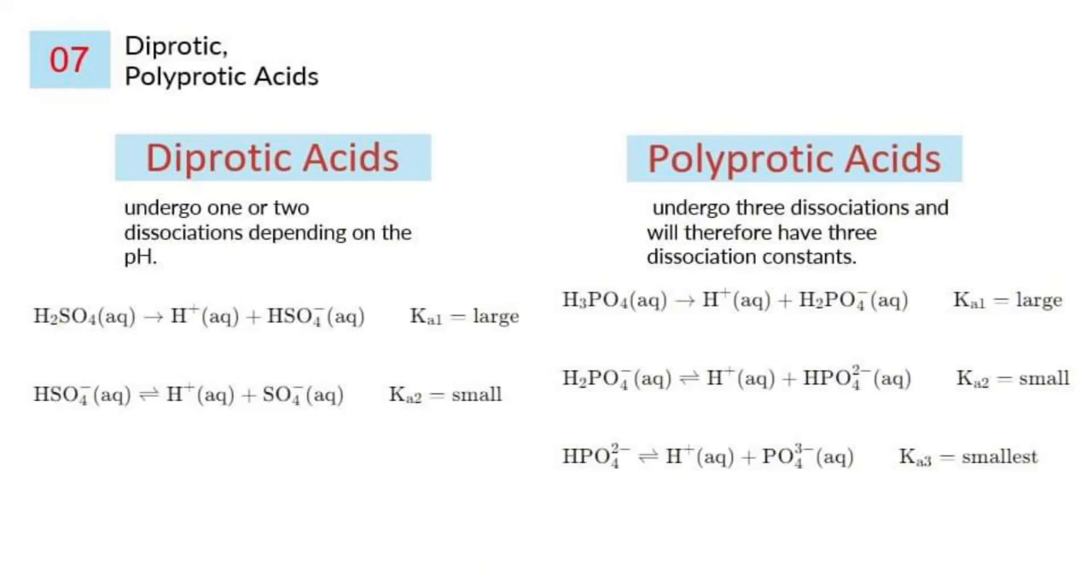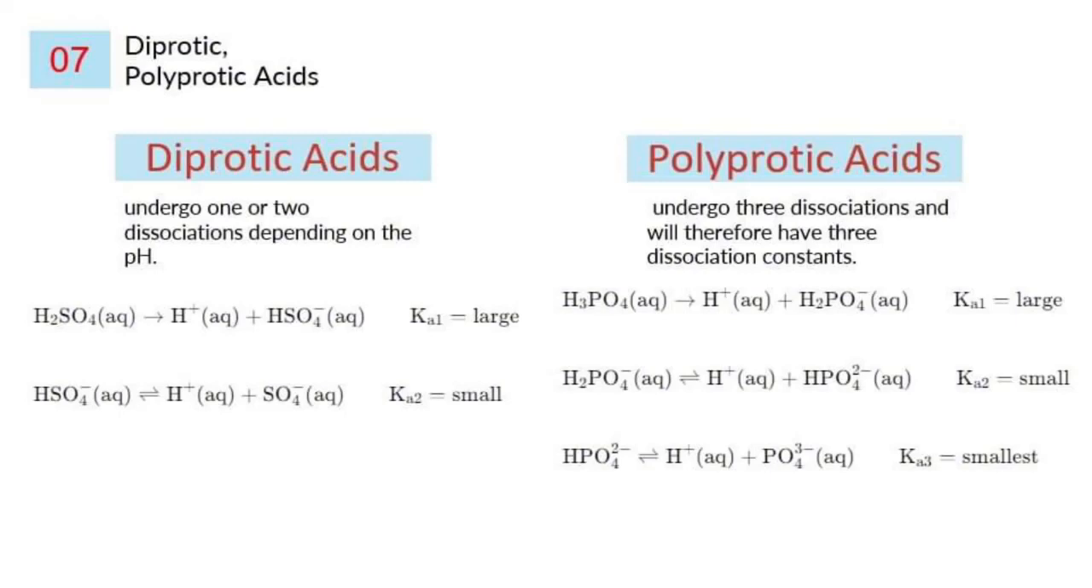This is because the presence of each subsequent proton changes the chemical environment and influences the acidity of the remaining proton. For example, take phosphoric acid. The first dissociation step is where the first proton is removed from the phosphoric acid to form dihydrogen phosphate ion. This step usually occurs almost completely, resulting in a high concentration of hydrogen ions in solution.